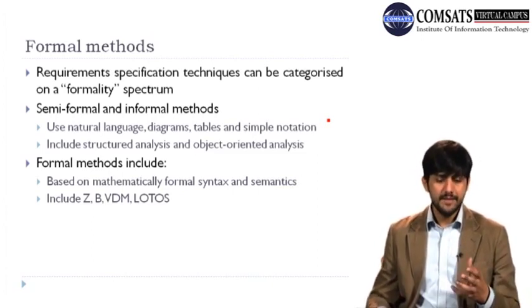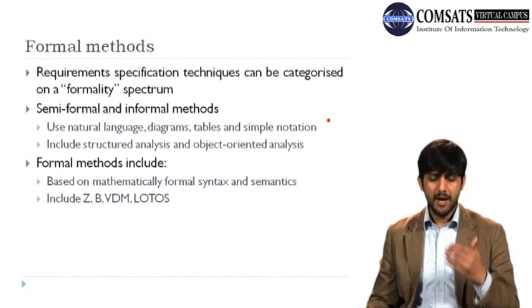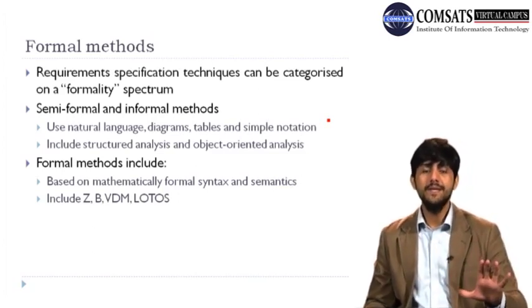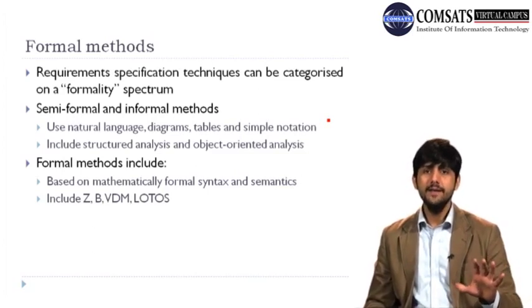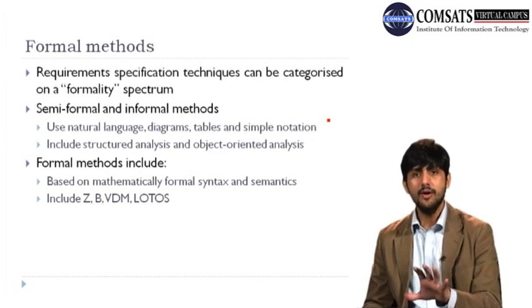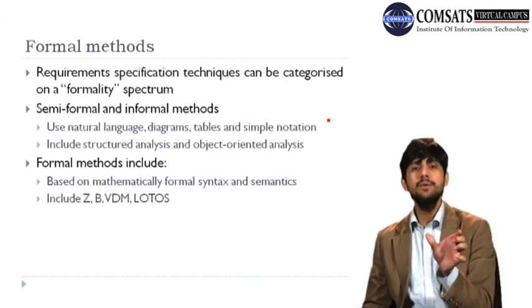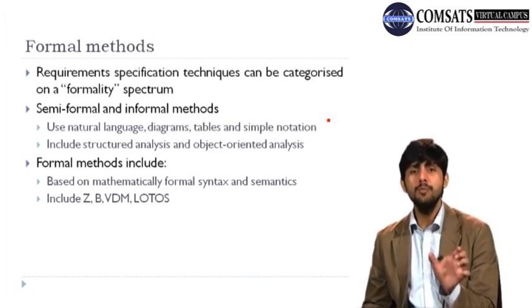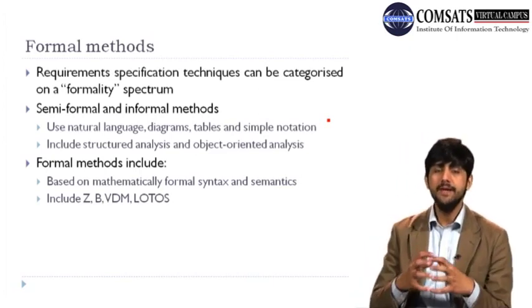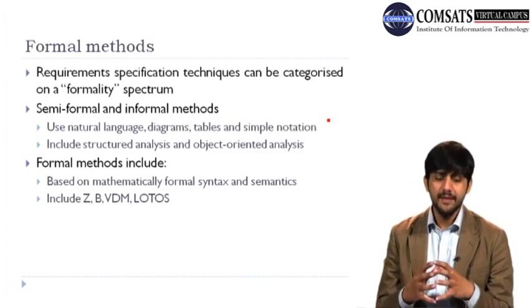Whereas these formal methods are based on mathematically formal syntax and semantics. So there is no ambiguity. Either something is true, or something should exist, or it should not. So whenever you write something formally, it has no ambiguity in it. That is the biggest advantage of using these formal methods.